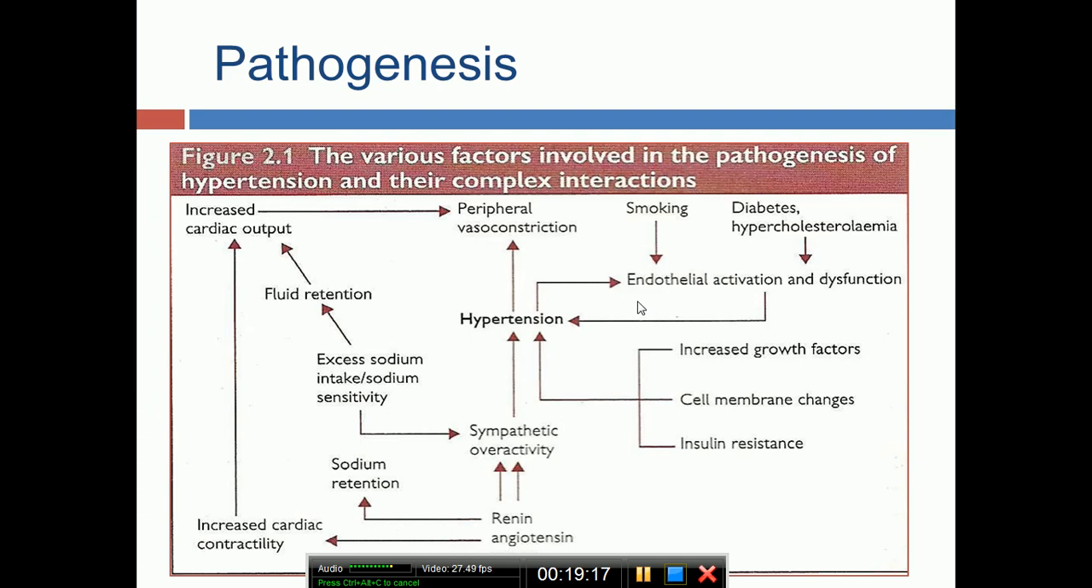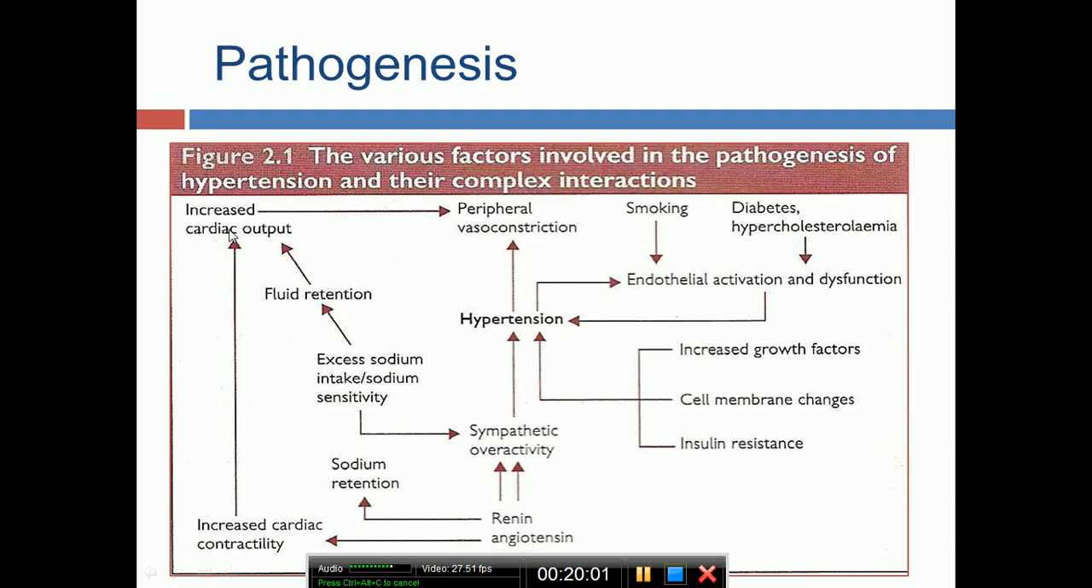or vasodilation. So if there is a dysfunction of the endothelial wall, then there is no release of nitric oxide, and ultimately vasoconstriction can occur. This can cause hypertension. These factors, for example diabetes, hypercholesterolemia, and smoking, can cause endothelial dysfunction, so thereby they can cause hypertension. Cell membrane changes, insulin resistance, increased growth factor, all these can contribute to hypertension.